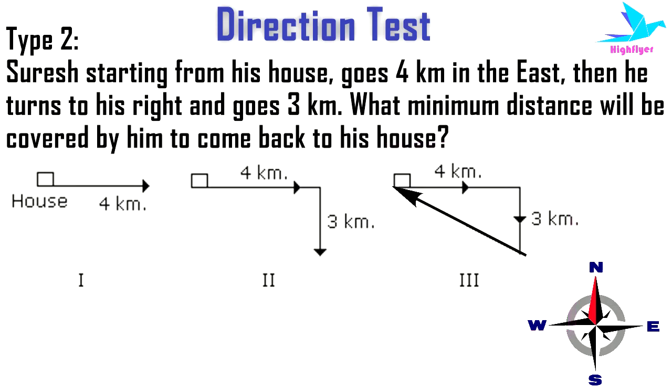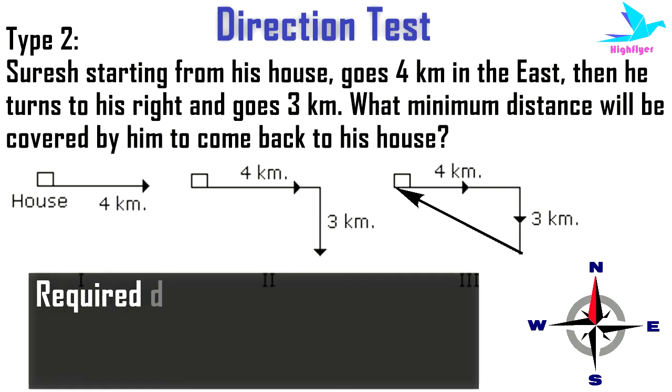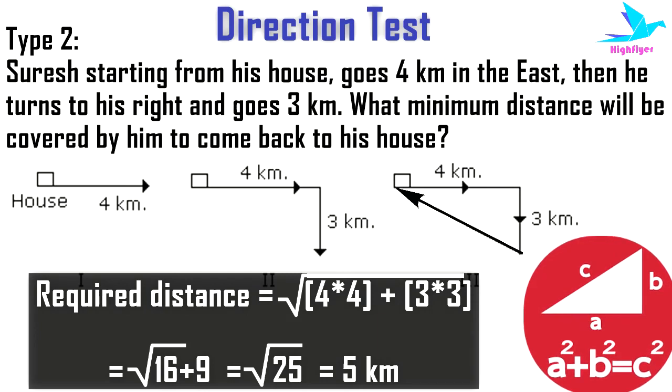Then in this journey, he is actually completing a right angle triangle. And the longer side will be, according to Pythagoras theorem, the square root of 4 squared plus 3 squared. That is equal to the square root of 16 plus 9, or the square root of 25. That is equal to 5 kilometers.